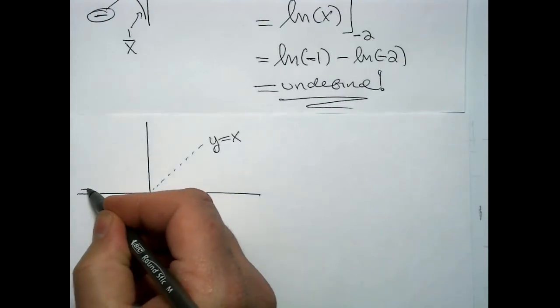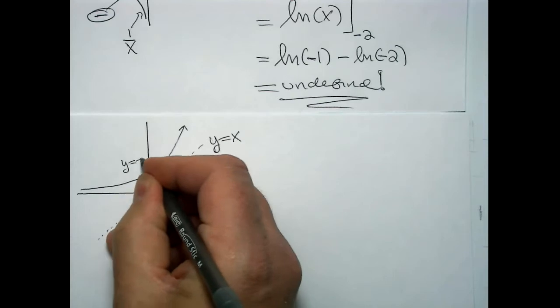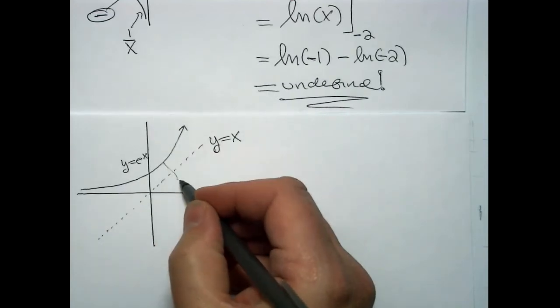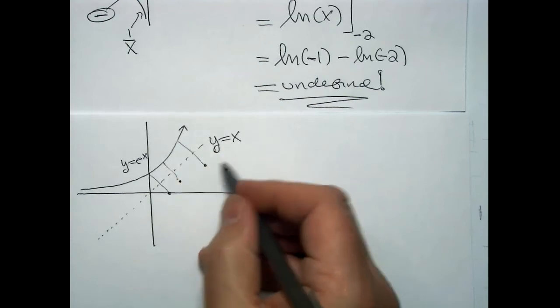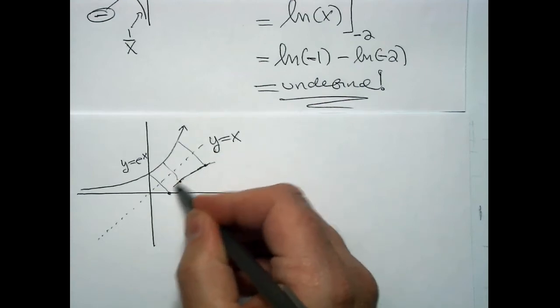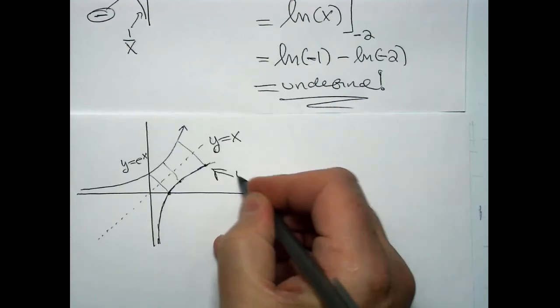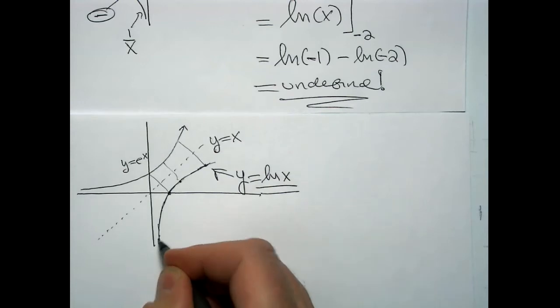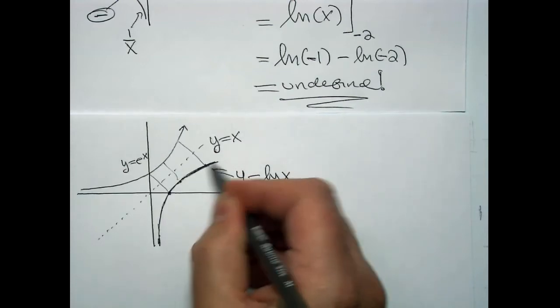e to the x is an exponential growth curve that looks something like that. And the natural log is the inverse of that. So we reflect across and we get a point. We reflect across, we get a point. Reflect across. So this curve looks something like this. And this is our natural log curve. And I think you can clearly see that it just doesn't work in negative x territory. I'll bold it up. This is the curve.